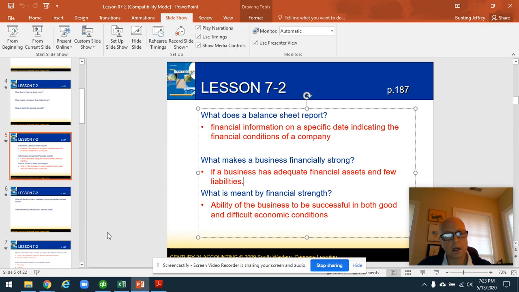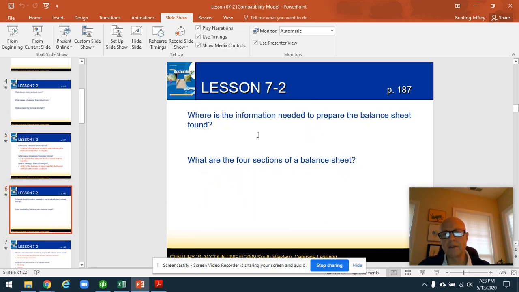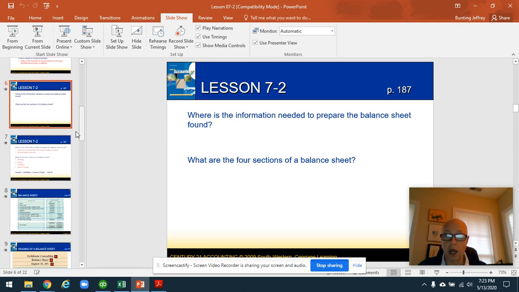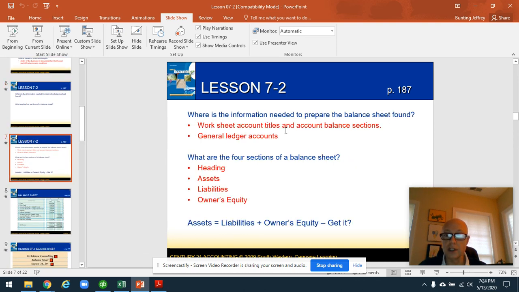Okay, so where's the information found to prepare the balance sheet? And what are the 4 sections? Well, we covered those a little bit. They are found on the worksheet. Okay, and they're found in the balance sheet section on the worksheet. The information above the income summary line. So look for the row. That's the last 2 columns to the right above the income summary. And guess what? There are your numbers.